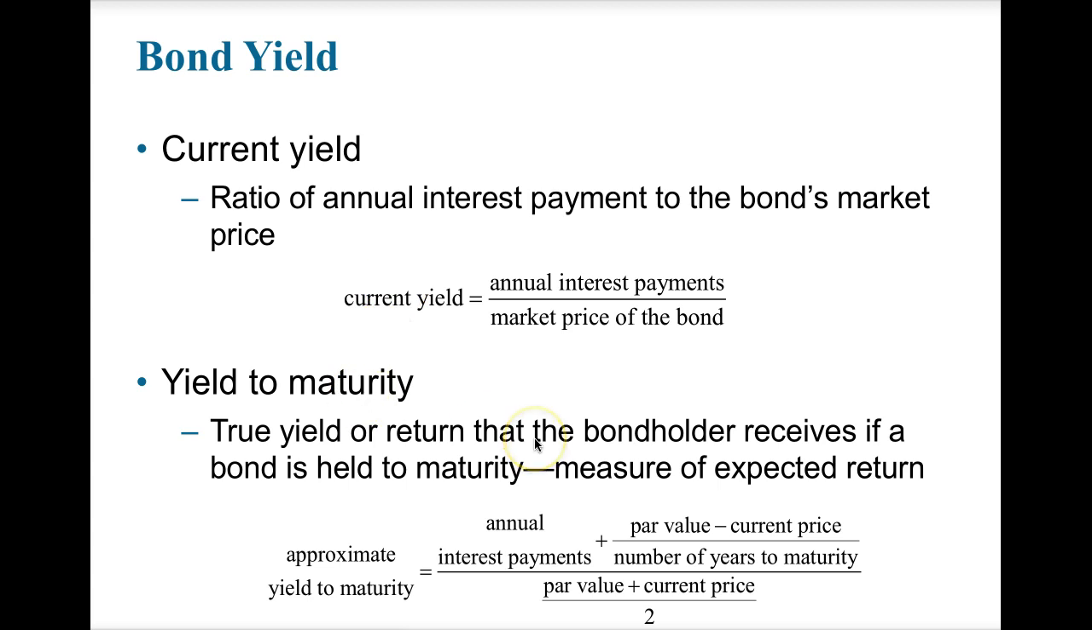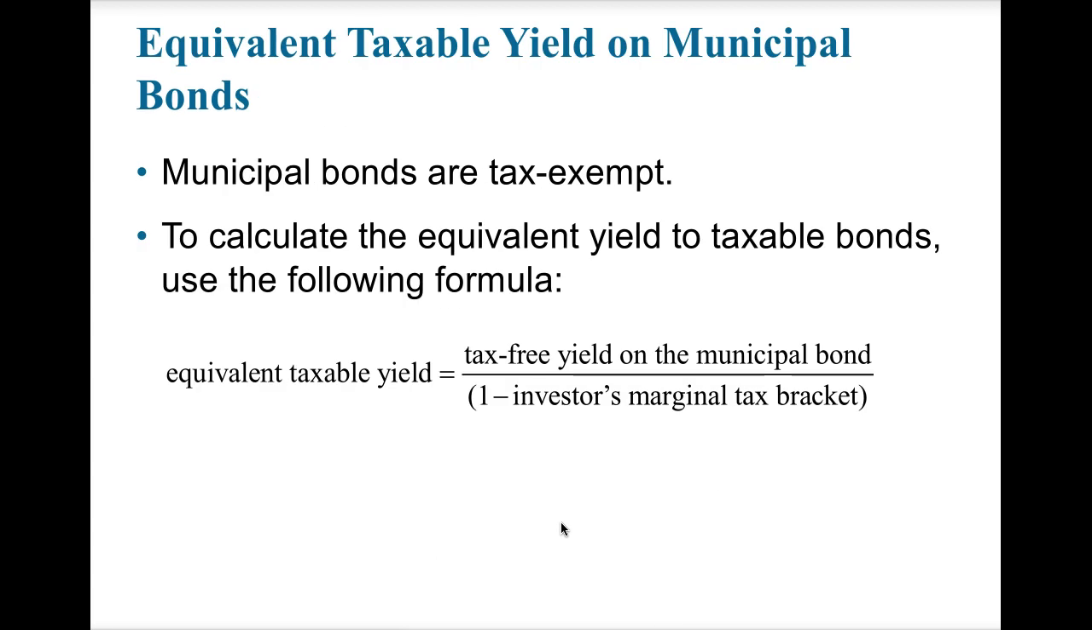Yield to maturity is a little bit different, where we're going to take the annual interest payments and add that to the par value minus the current price divided by the number of years to maturity. Then we're going to divide that by the par value plus the current price divided by 2. And this is going to be approximate yield to maturity. So, neither of these formulas are that complex. It's really just a matter of following the order of operations.